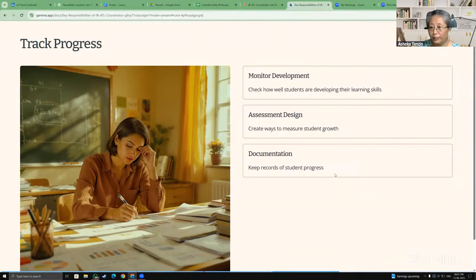So assessment design is about that rubric that will help the students to self-assess. You have to create ways to measure student growth. For that particular skill, how will the student measure? And documentation is important. You have to keep records of the student's progress. Whether it is the reflection sheet, the task that the student is doing, or videos of a particular speaking skill or non-verbal skills, all those documentations have to be in place.